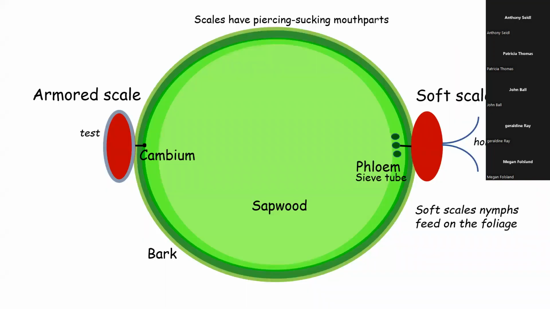So if we take a look, they both have this piercing, sucking mouth part. Think of it a little like a mosquito, if you will. They're going to pierce the tissue and then, in this case, suck the contents out. The armored scales here on the left, as I point out, feed kind of in the phloem tissue, in the cambial tissue, which is just beneath the phloem tissue. And they form what we call a test. That's that protein shell that's covered up, made from waste products on them.